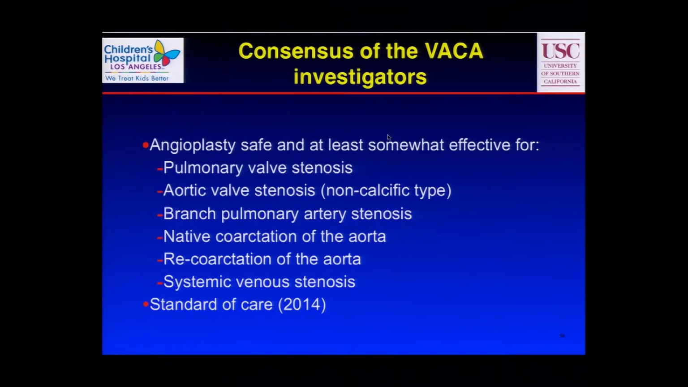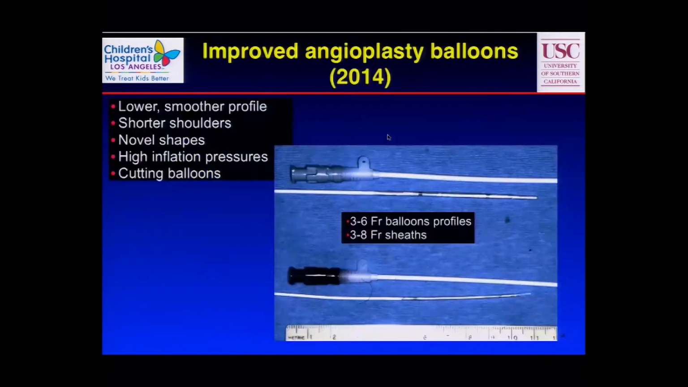The consensus from the VACA registry basically says that angioplasty is safe and somewhat effective in pulmonary valves, in aortic valves, in branch pulmonary arteries, and all the different valves. And basically in the current era, it is the standard of care now. We don't go to surgery for all of these lesions as the first choice.